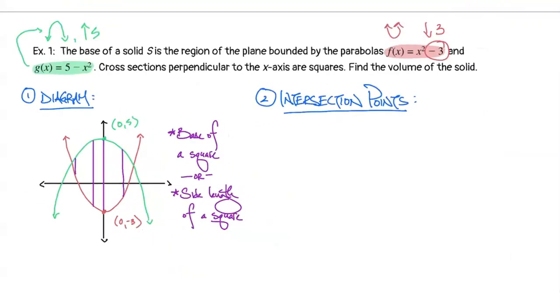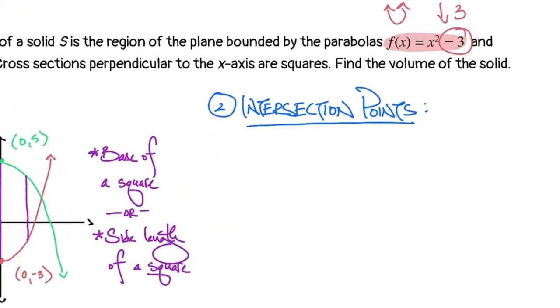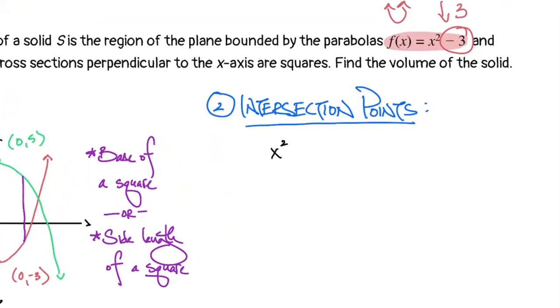Let's go ahead and find those intersection points. The process is no different than what we learned on Friday or Thursday. We take our red equation, we set it equal to the green equation, and we solve, and that's going to give us our intersection point. In other words, we can take x squared minus 3, and we're going to set that equal to 5 minus x squared.